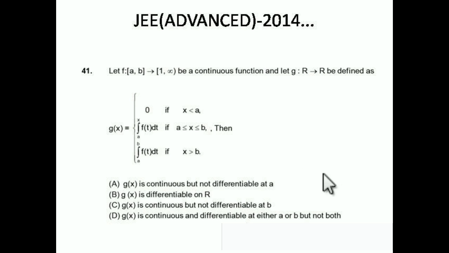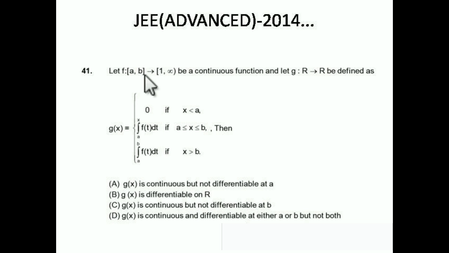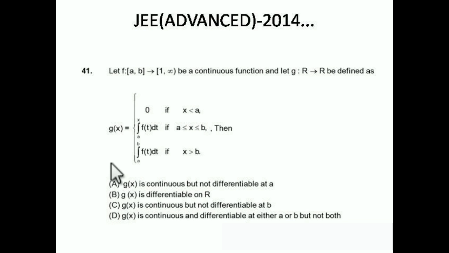Okay, now we have to check for differentiability. Now g dash of x: see here, it is 0, so its differentiation is also 0. Now for the differentiation of this part, you must know the Leibniz rule. I posted a video on the topic of the Leibniz rule almost one week ago, and I told you at that time that it is a very helpful thing. For those students who don't know it, please go to that video.